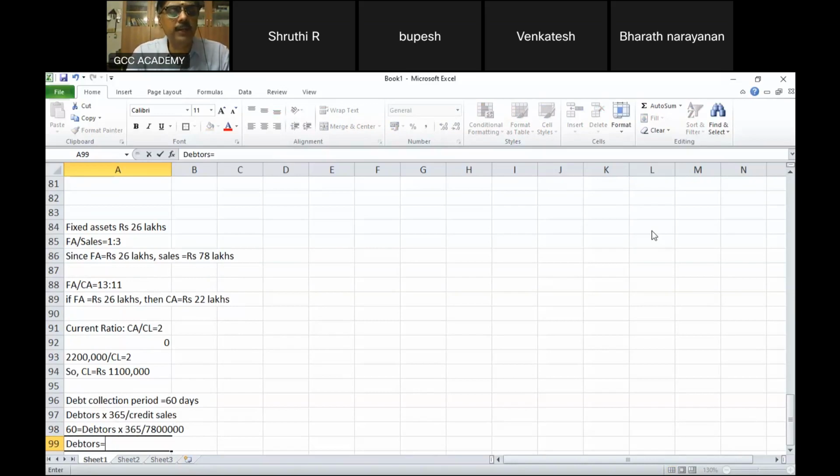60 is equal to debtors into 365 by 78 lakhs, so debtors is 60 days into 78 lakhs by 365. Calculate 78 lakhs by 365 separately, then multiply it by 60. You will get debtors. 78 lakhs by 365 is credit sales per day, into 60 days, so that is debtors. Correct?